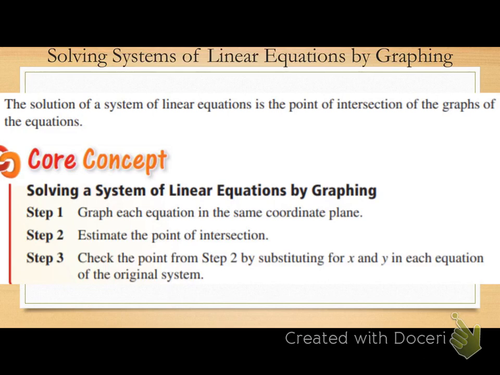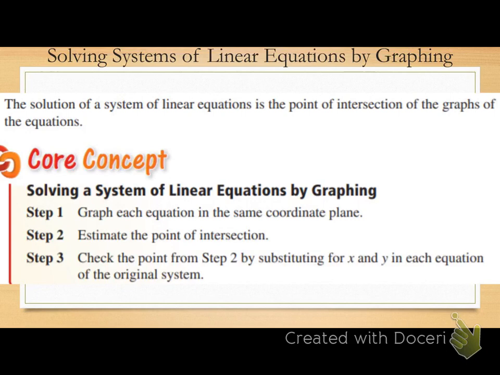So let's talk about solving a system of equations by graphing. The solution of a system of linear equations is the point of intersection of the graphs of the equations. Does everyone know what the word intersection means? If two lines intersect, that's the point where they're crossing, right? So the solution of a system of equations is where the two lines cross each other.